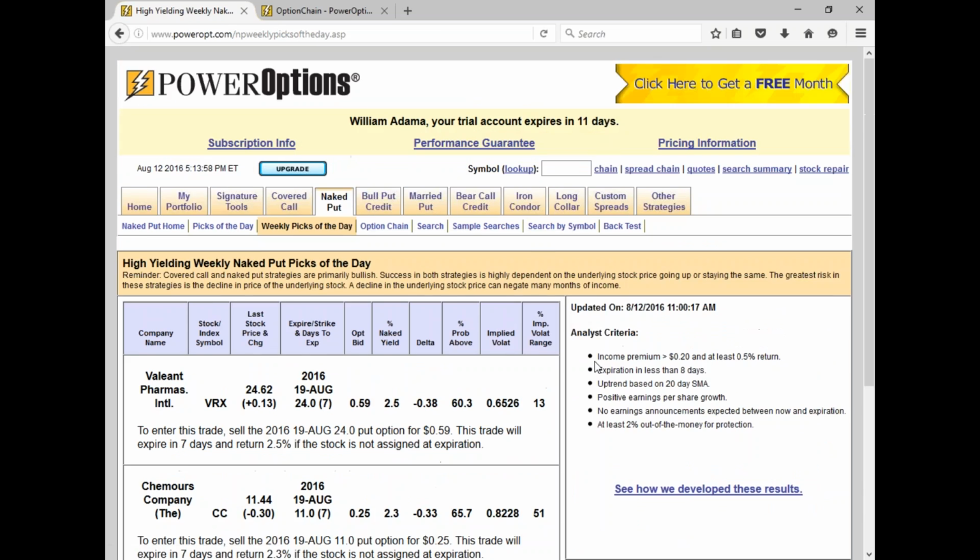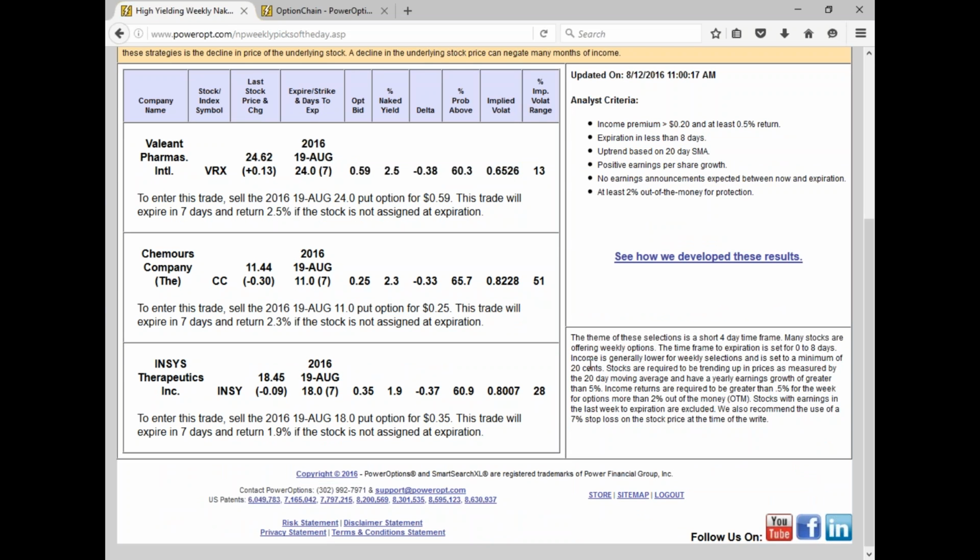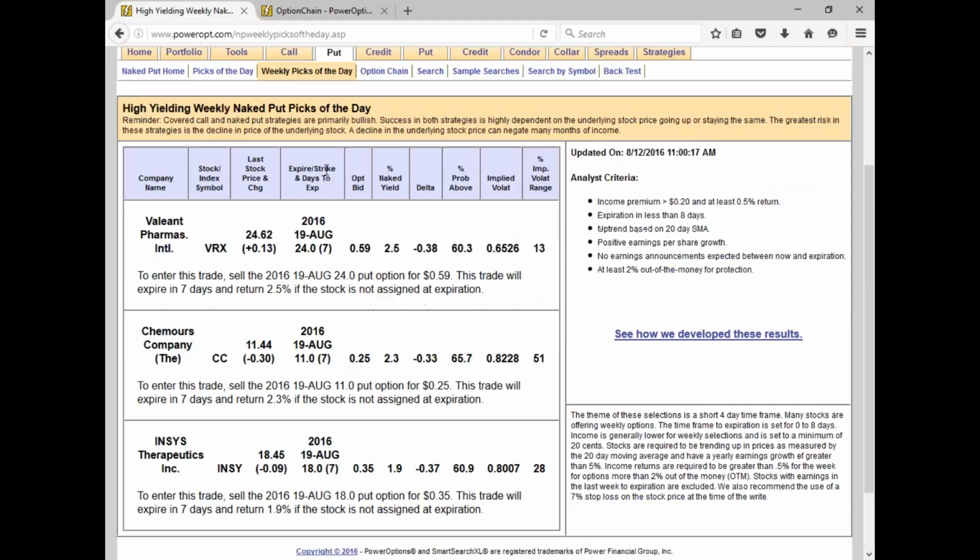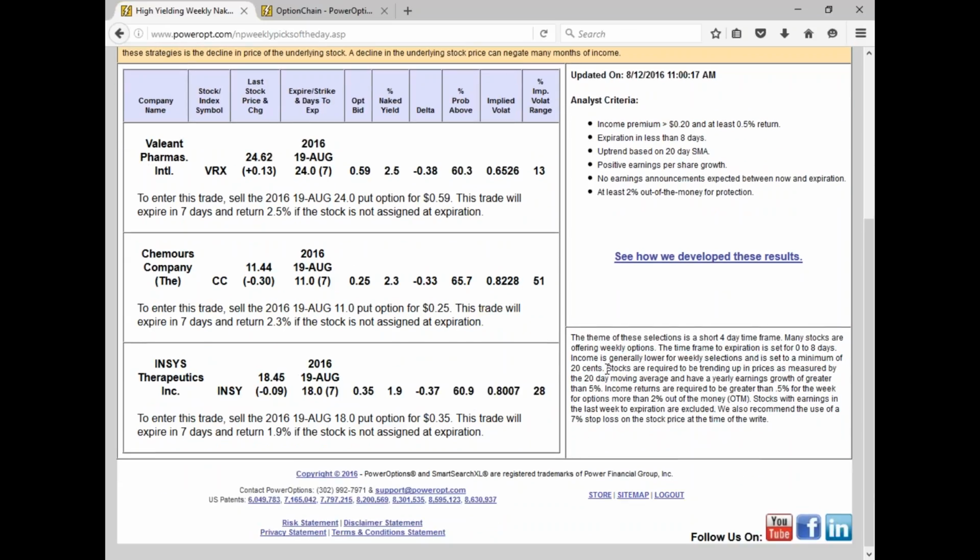The weekly picks of the day, you're going to see something in probably 2 days. Ernie wrote a blog article on exactly his process of going through the weekly naked puts, which is the same process he used for the weekly covered calls, why he picked them. The weekly ones are for a short 4-day time frame. Expiration is 0 to 8 days. The income is generally lower for the weekly selections, so we have to put a minimum of 20 cents.